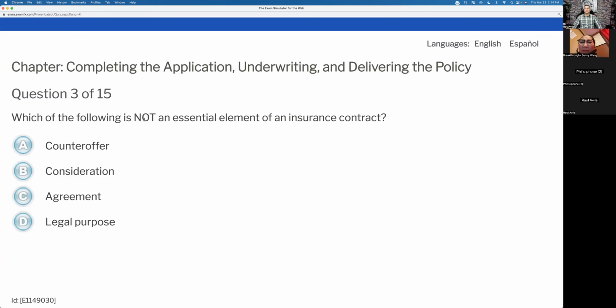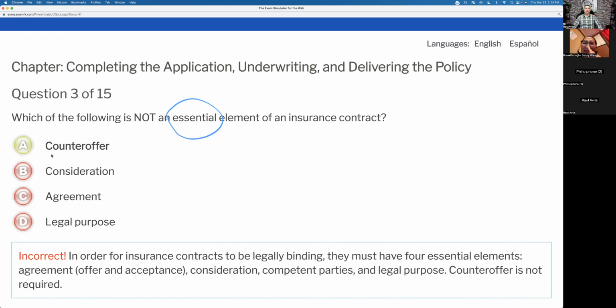Which of the following is not an essential element of an insurance contract? Essential. Not. Counter offer. Yeah, I got this one wrong myself.